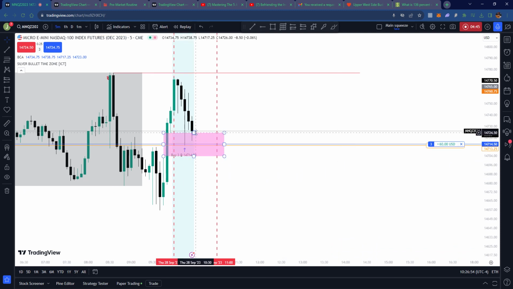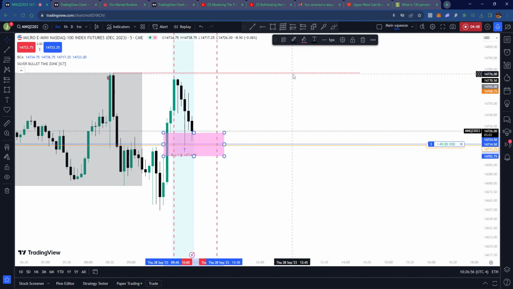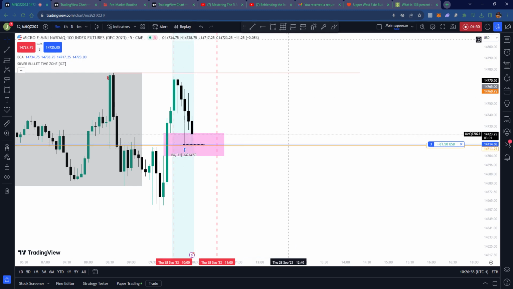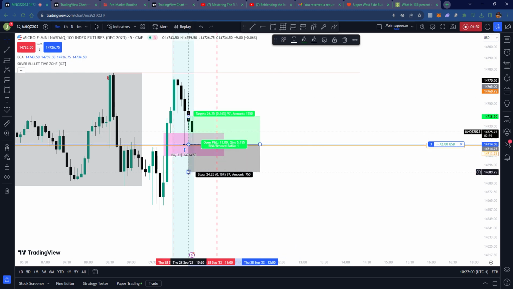So it looks like we're touching it again. I entered at 50% just because of win rate. I wanted a good win rate. I had my stop right here.